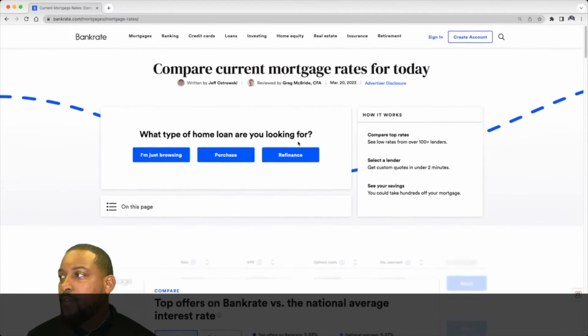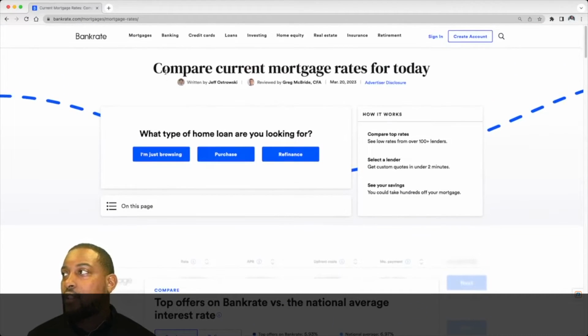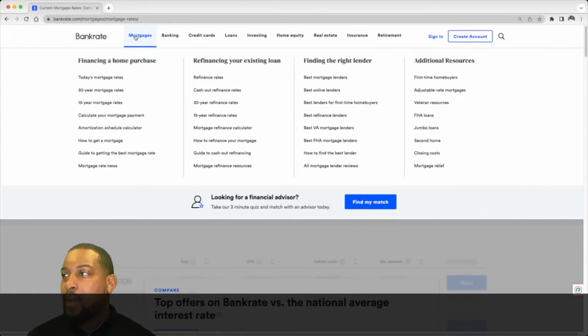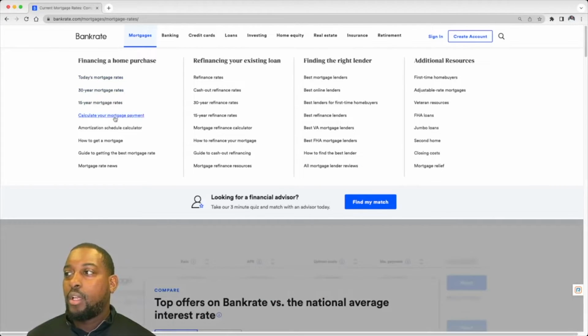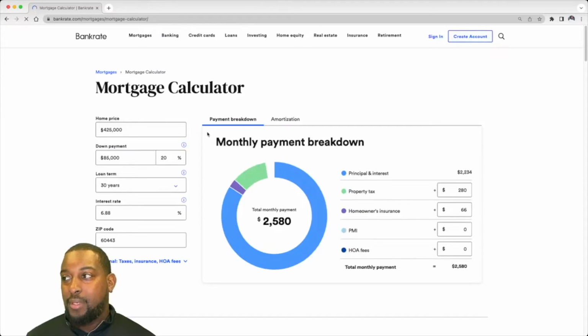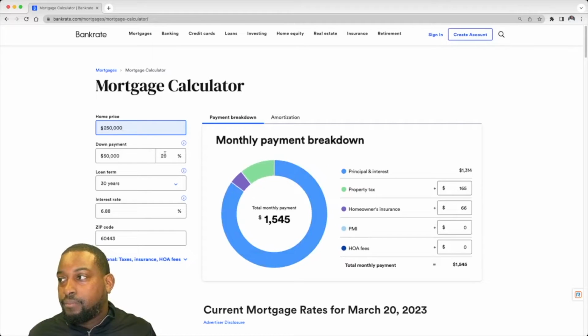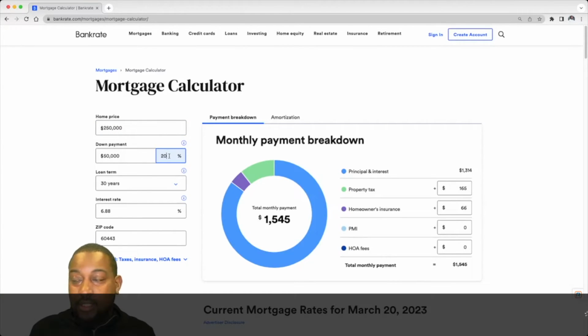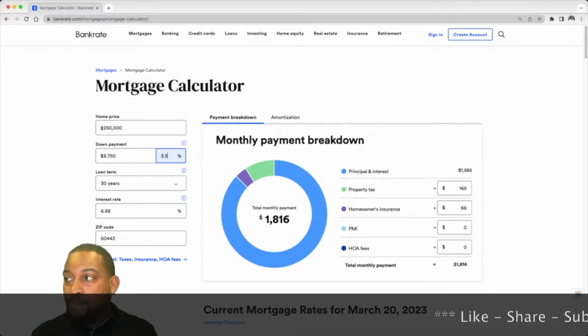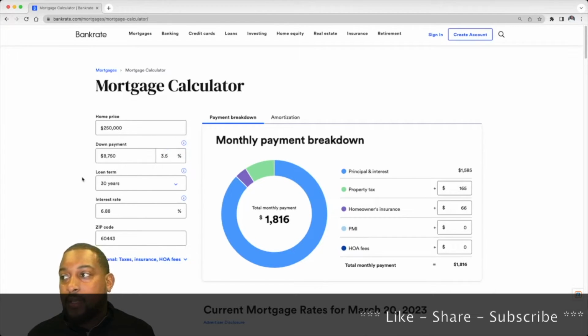Then, if you want to go a little bit further, you guys can hover your mouse over mortgages, okay? And then you click on where it says calculate your mortgage payment, okay? And then you can actually put in your home price. So let's say, for example, you're looking at a home that's $250,000, okay? And then let's say you have an FHA loan, so obviously you're going to put down 3.5%. And again, this is just for example purposes, guys, okay?